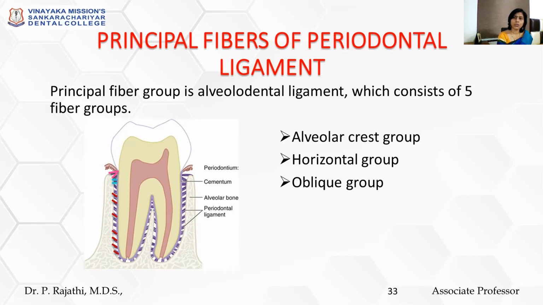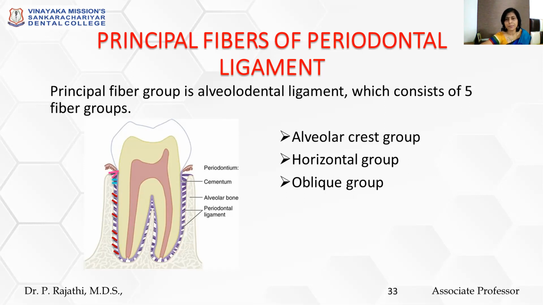So where is it going to get inserted? The cementum region is lower compared to the alveolar bone, so it gets inserted into the alveolar bone coronal to the cementum, a little above it. It originates from the cementum, runs in an oblique direction, and gets inserted into the alveolar bone at a higher level, coronal to the cementum origin. That is the oblique group of fibers.